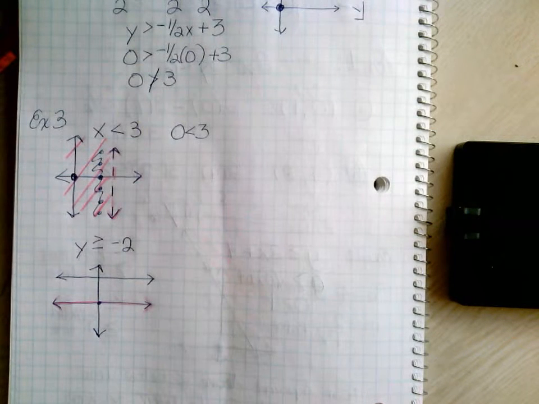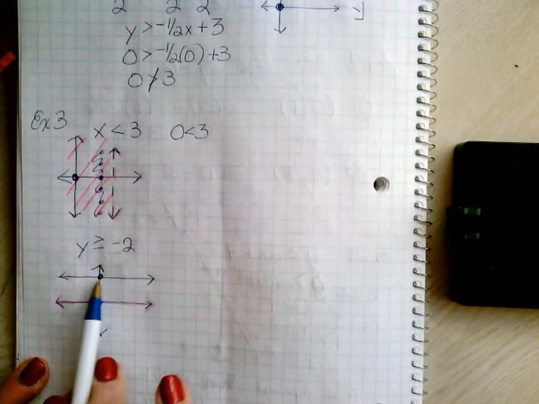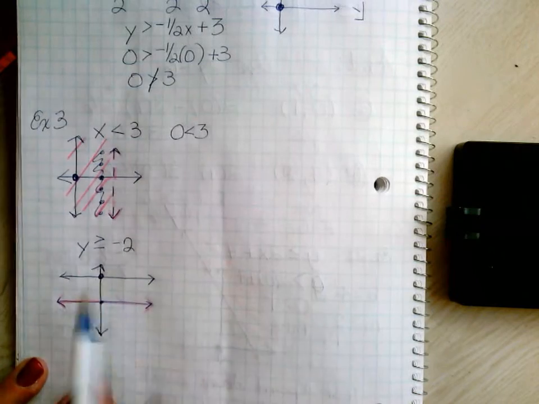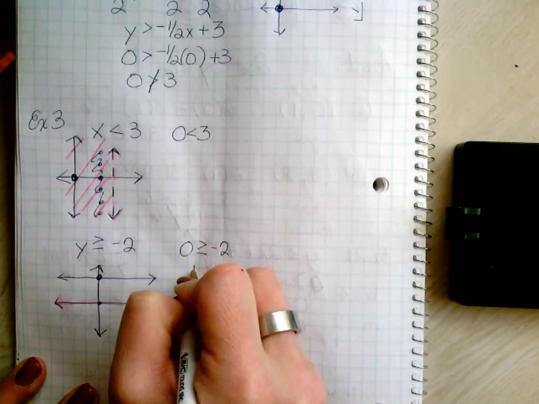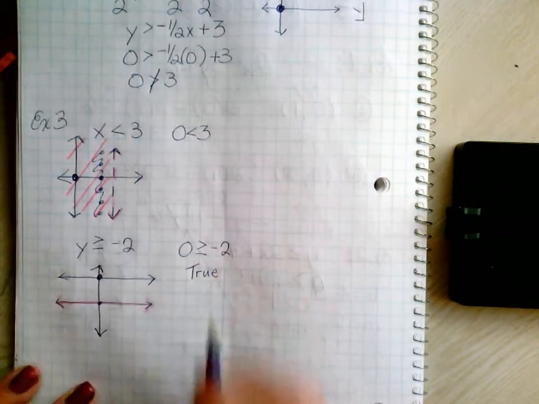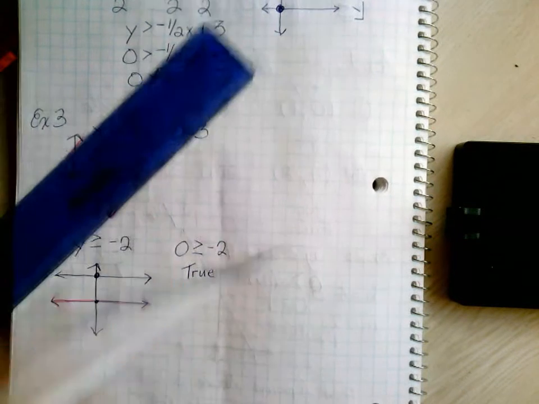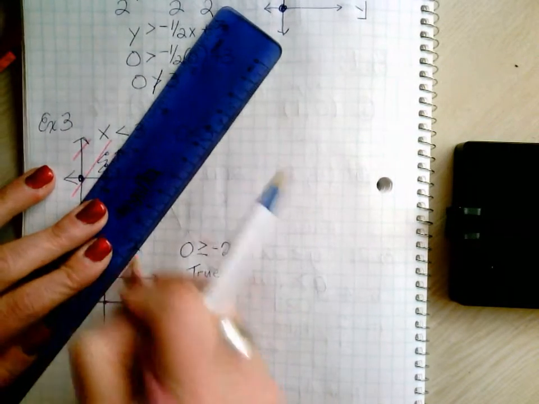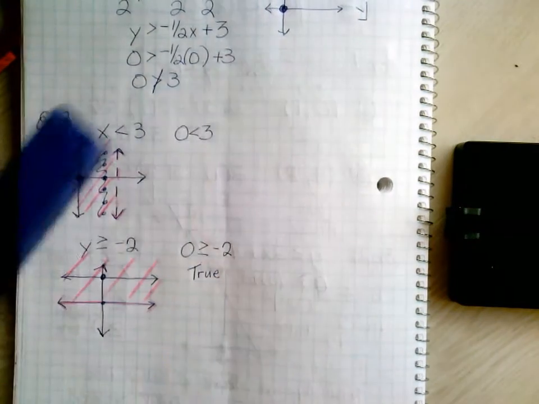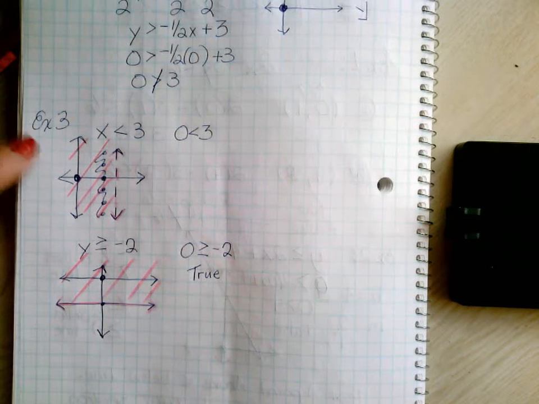Now, what do we do? We test the origin because it's not on the line. That location is 0, 0. Is 0 greater than or equal to -2? That is true. 0 indeed does fall greater than -2. Therefore, since it's a true statement, we shade what is above our solid line. That was solid because it includes the equal to. We're going to do just a couple more practice items like that.